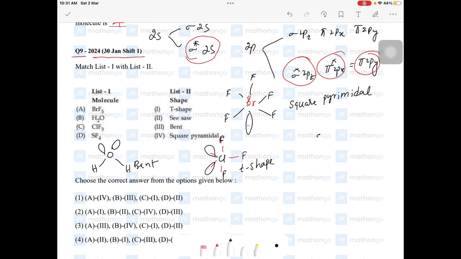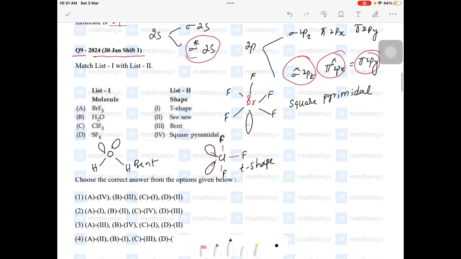SF4: sulfur is a group 16 element containing 6 valence electrons. Out of 6, 4 are involved in bond formation, remaining 2 non-bonding electrons. Non-bonding electrons means 1 lone pair, 4 plus 1 is 5. So trigonal bipyramidal with 1 lone pair, the geometry changes to seesaw.